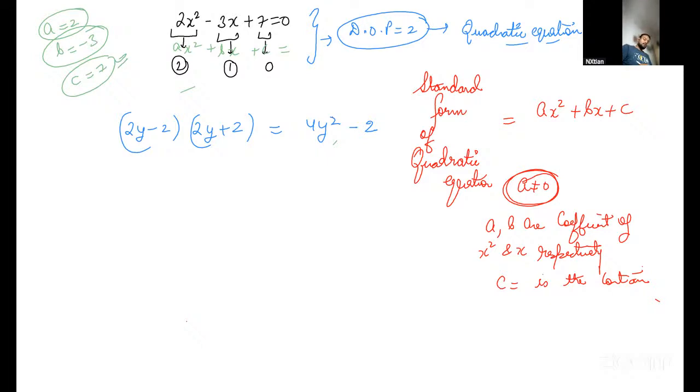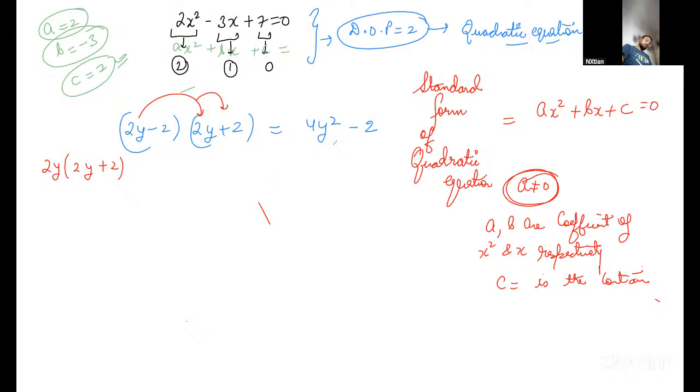But in this question, is it in the form of ax square plus bx plus c equals 0? No, it is not in that form. So first of all, we have to solve it and make the equation equal to 0. What will I do? First, I will open the bracket. So this 2y will multiply with both the terms, 2y into 2y plus 2.